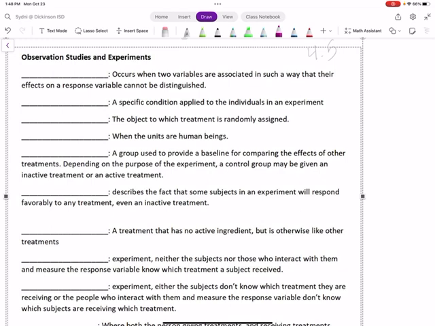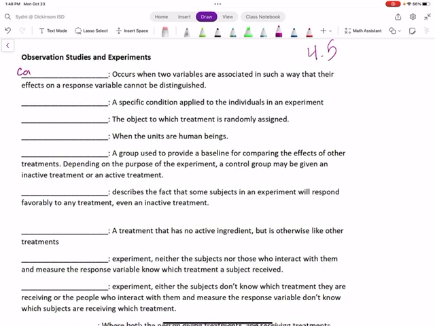So the first thing that we're going to talk about is confounding. Now, if it seems like this is confusing, you would not be wrong. The definition for confounding: it occurs when two variables are associated in such a way that their effects on a response variable cannot be distinguished, meaning that there are too many different outcomes that could possibly lead to a certain conclusion that you can't figure out exactly what explanatory variable led to that response. And so we call that confounding.